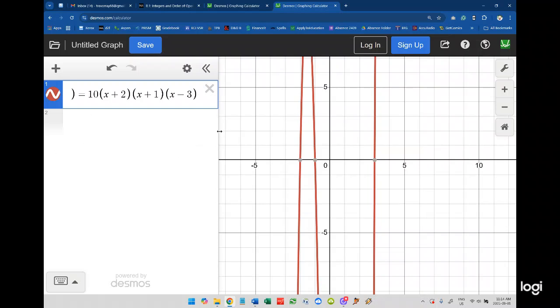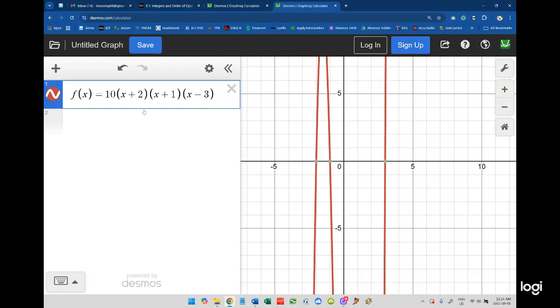just move this over so you can see the whole thing at once. 10 times x plus 2 times x plus 1 times x minus 3. By the way, I chose this because I kind of know what I'm looking for here. And you'll notice the graph is confusing because it looks like it's just kind of like 3 separate lines. We've got 3 points here. This is going to come into play for us soon enough, but you'll notice the 3 x-intercepts are minus 2, minus 1, and 3. Well, that's the opposite of the plus 2, plus 1, minus 3. Maybe that'll matter later.